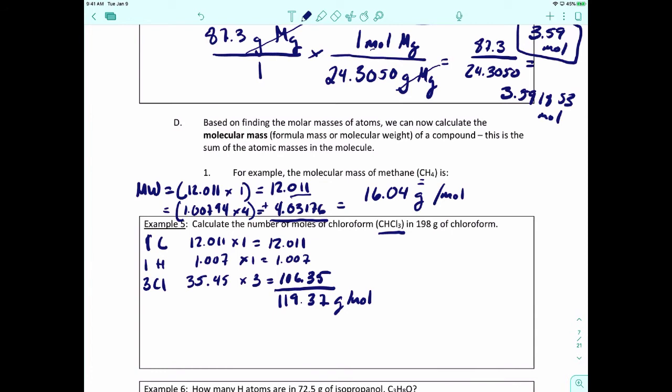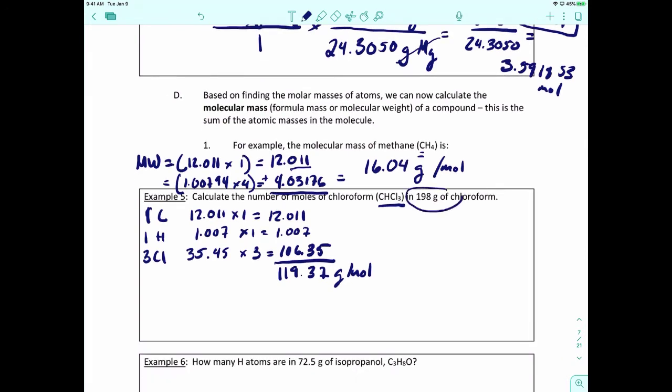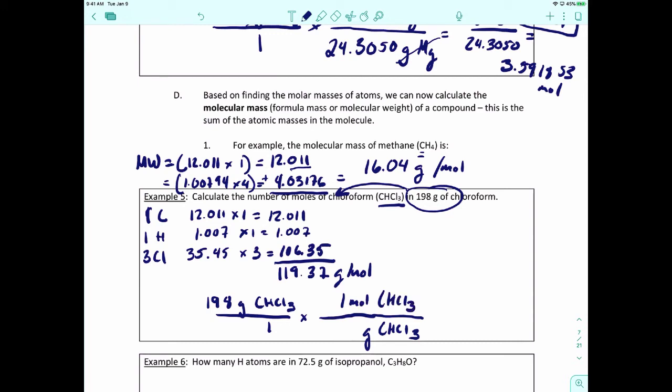Now, what we're going to do is something pretty similar to what we just did in the last problem. And so we know that we've got grams. We've got 198 grams of chloroform. We need to convert that to moles of chloroform. So we're going to set it up the same way. We're going to start by writing a fraction, 198 grams of CHCl3 over 1. Now, I need to make sure that grams of chloroform goes on the bottom of the next fraction, and 1 mole of CHCl3 goes on the top, so that way the grams cancel out.